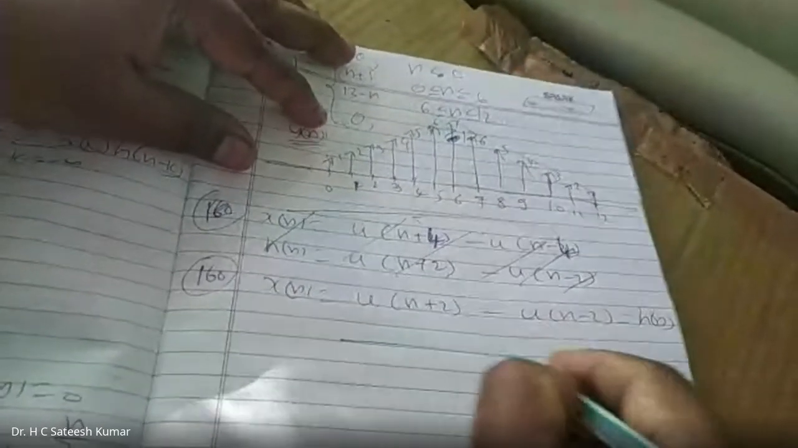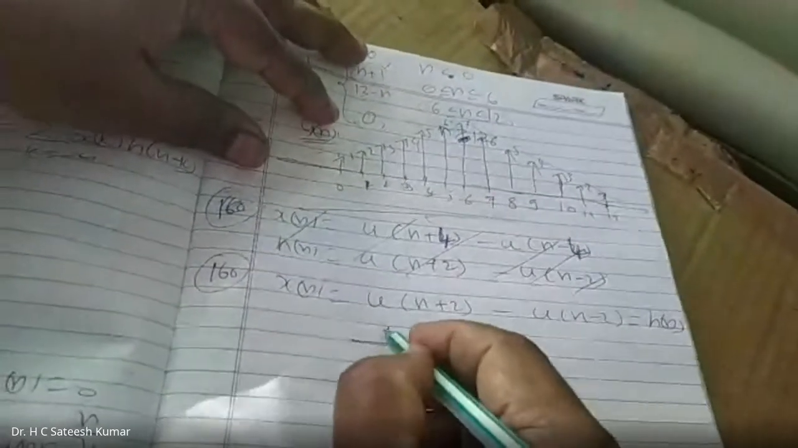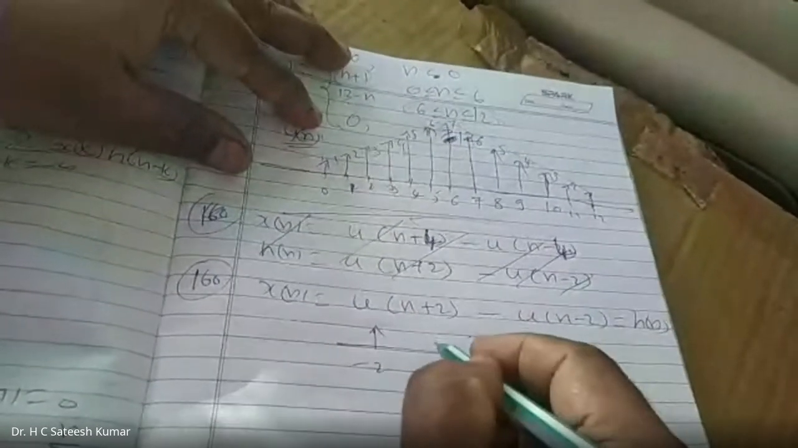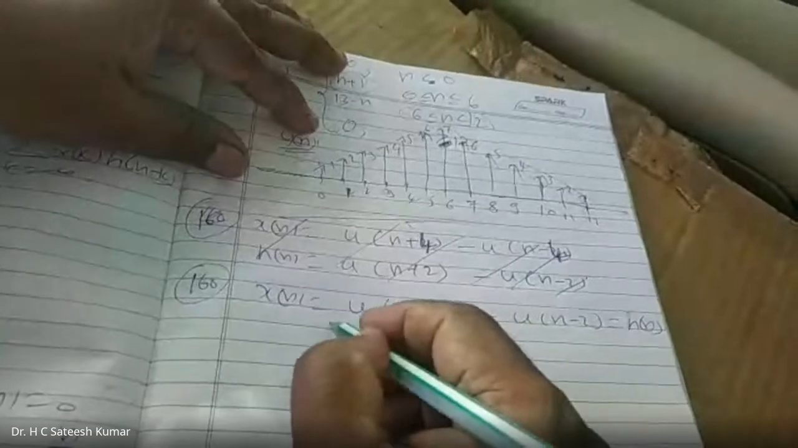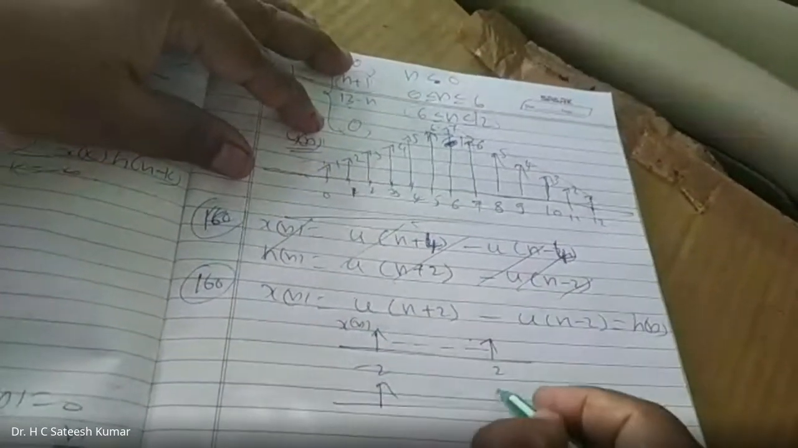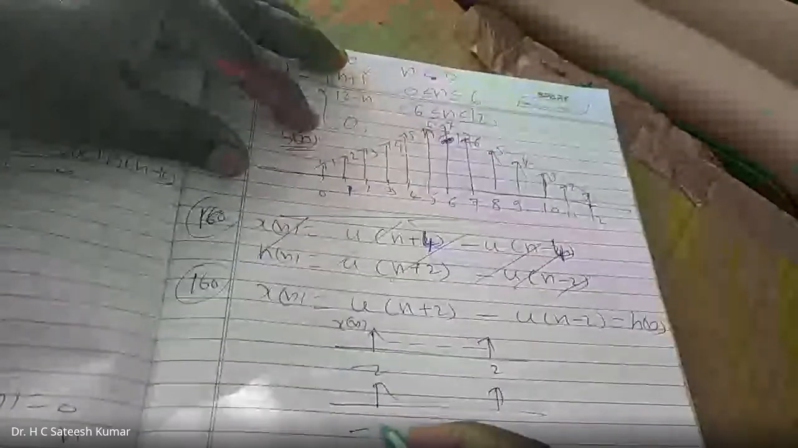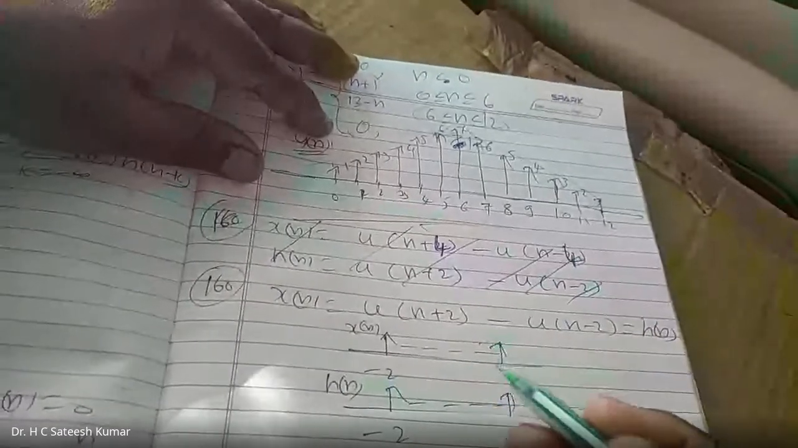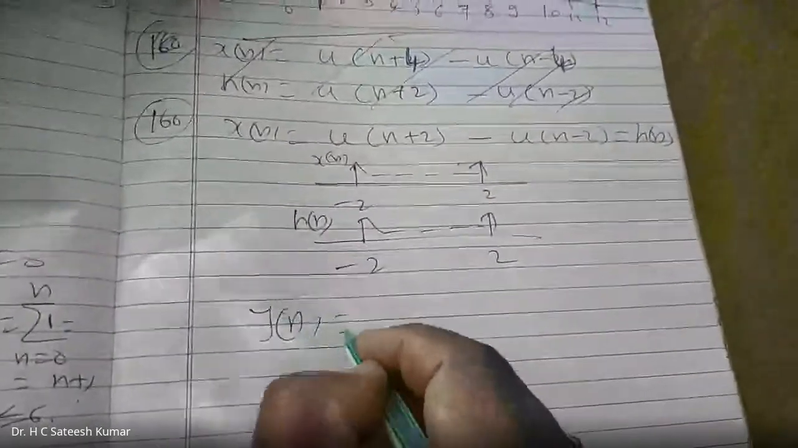So the first signal is from where to where? Minus 2 to plus 2. That is your x of n. h of n is from where to where? Once again, minus 2 to plus 2. So both of them are equal. How many cases can you expect? 4 cases.